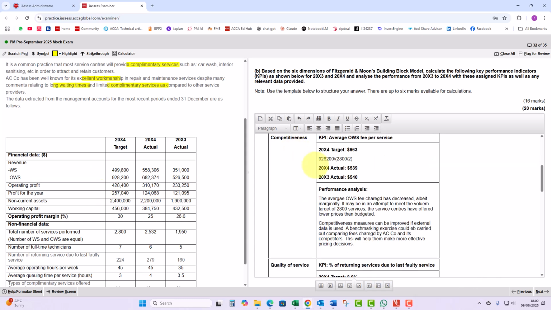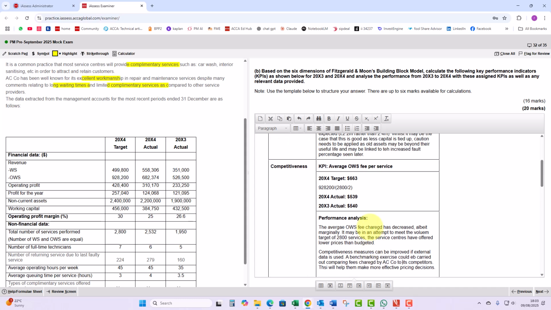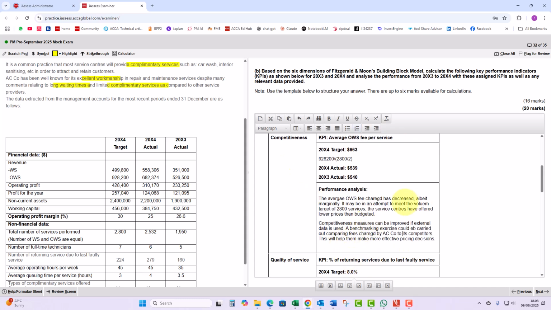And with competitiveness, this is the one that didn't really change. I put competitive measures can be improved if external data is used. Benchmarking exercise could be carried out comparing fees charged by ACCA to its competitors. This will help them make more effective pricing decisions. So it now feels like I've got 14 of the 16 marks available.